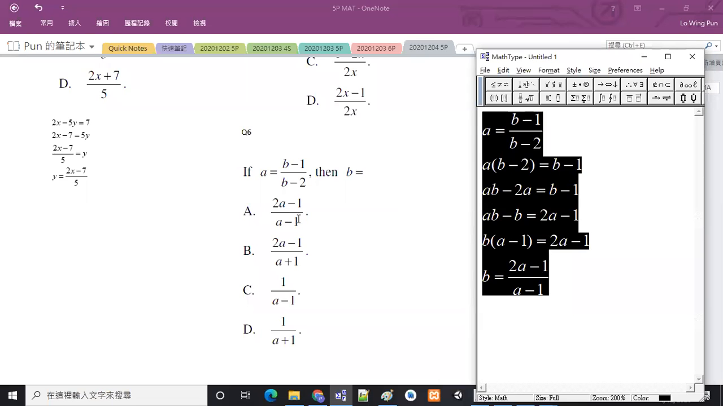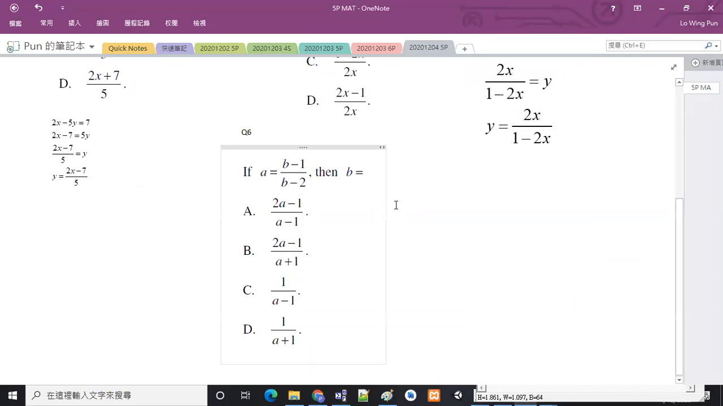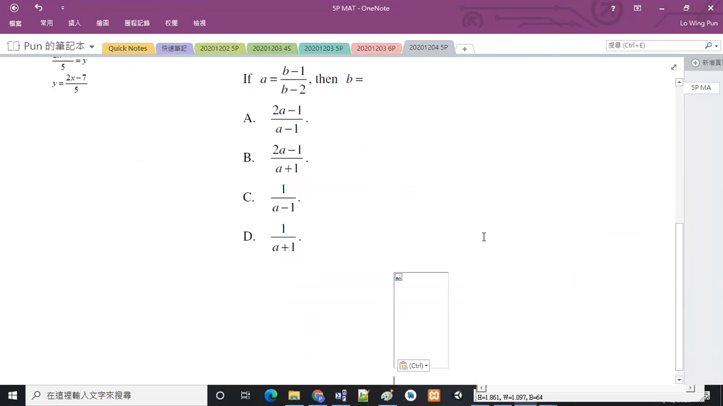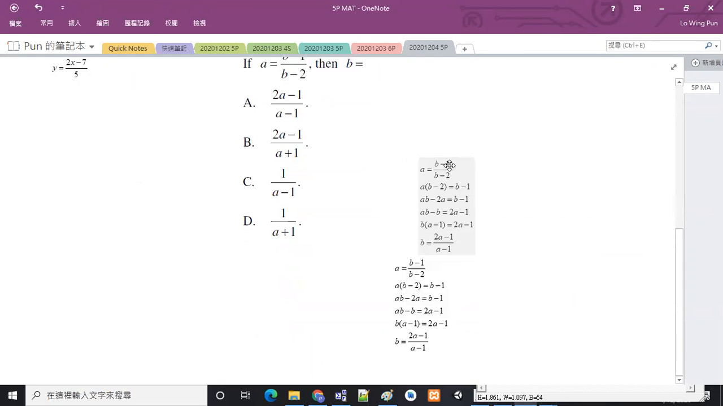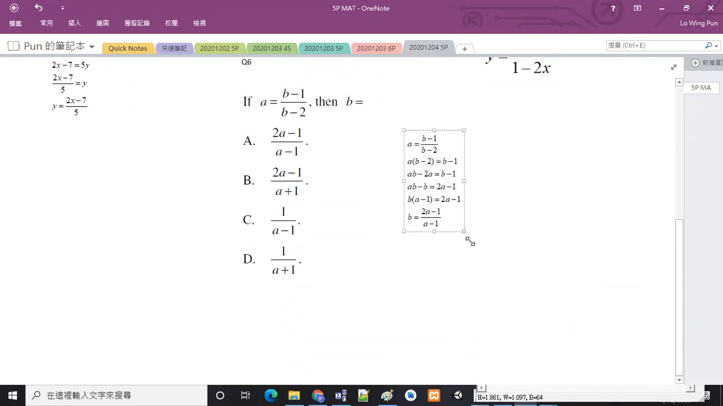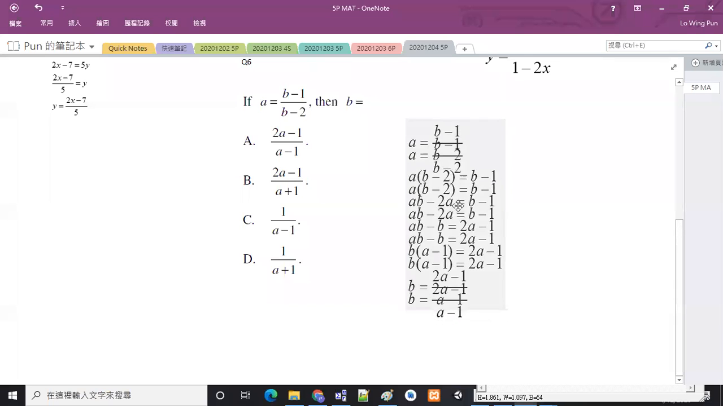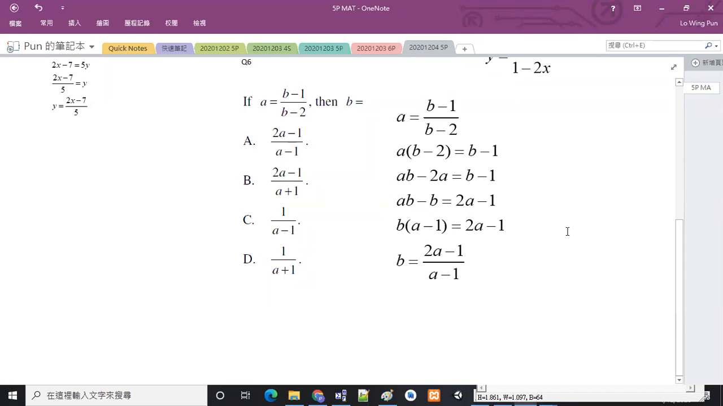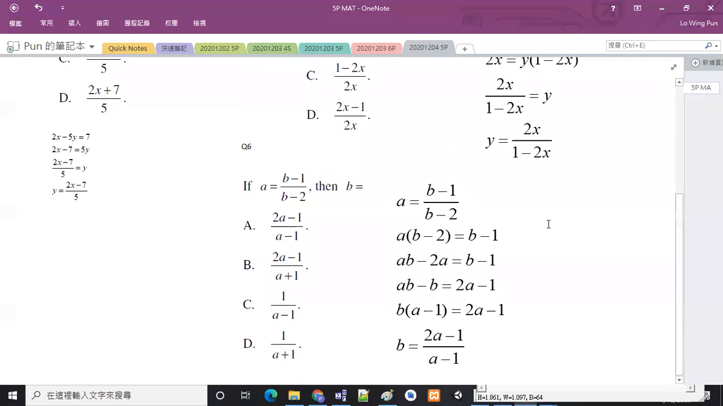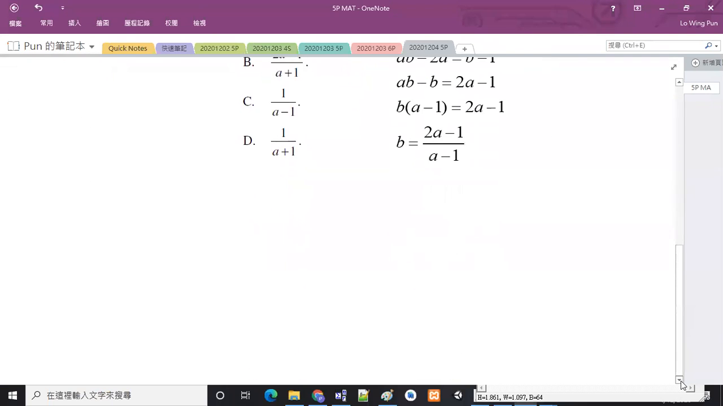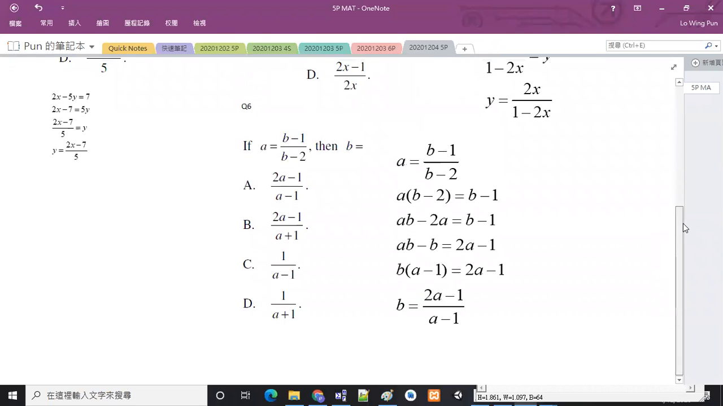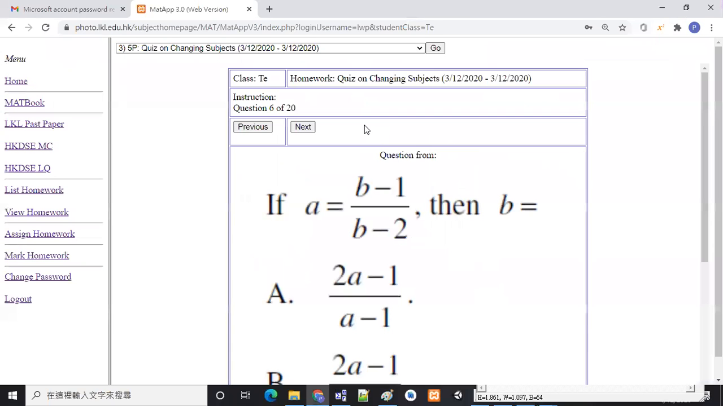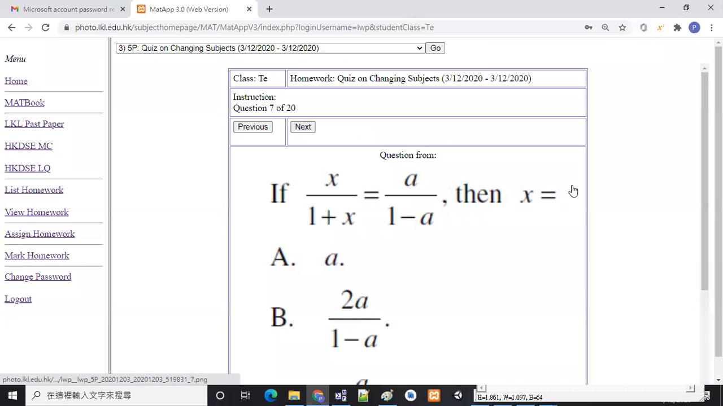Can you get this? So this is question number 6. And then anyone want me to talk about question number 7? If you want me to talk about number 7, please raise your hand. Number 7, okay.